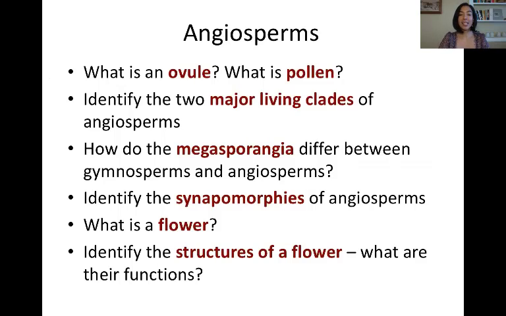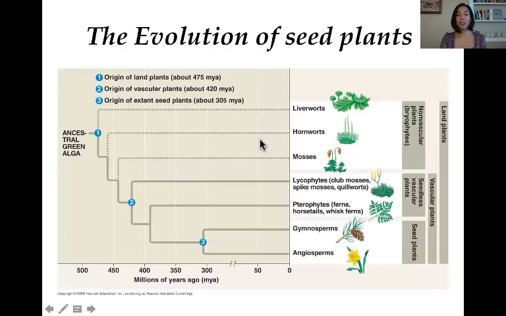Today we're going to learn what an ovule is and what pollen or pollen grains are. We're going to identify the two main lineages or clades that form angiosperms. We're going to distinguish the megasporangium and the microsporangium and understand the differences between gymnosperms and angiosperms. Also very important, we're going to learn at least three main synapomorphies that distinguish angiosperms. What's a flower? We're going to discuss a little bit about that, and we're going to identify the structures of a flower. I just briefly did with the hibiscus plant, but we're going to cover it a lot more.